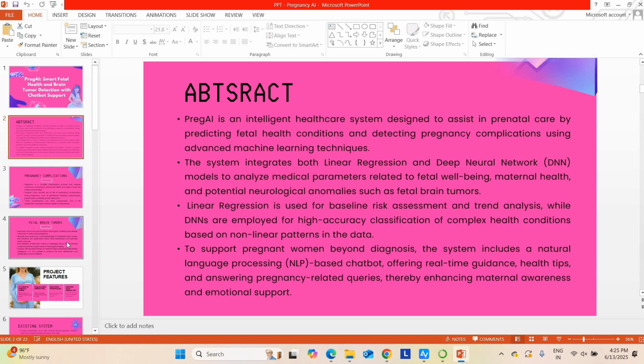It supports various features like fetal health detection as well as pregnancy complication detection with the help of advanced machine learning techniques. Also, this project integrates a deep neural network, which is used to find the fetal brain tumor and fetal abnormalities in the brain of the baby inside the stomach. It will find any abnormalities inside, so that you can decide whether the baby needs treatment or not.